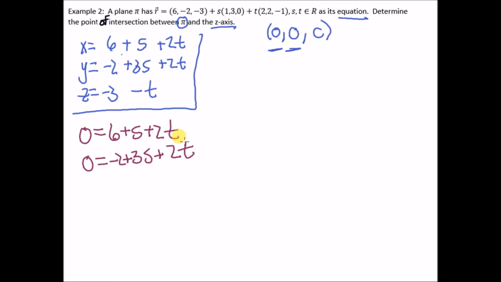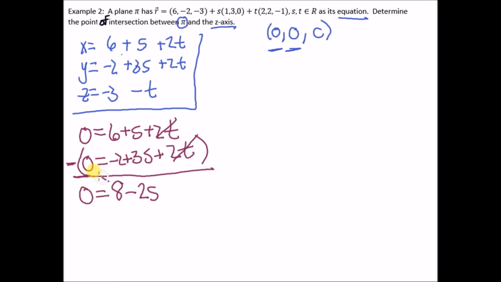Okay, so now we have 2 equations, 2 unknowns, which brings us back to grade 10. What we want to do is either substitution or elimination. As a quick recall, we have 2t and 2t. That means I'm going to do equation 1 minus equation 2. 0 minus 0 equals 0. 6 minus negative 2 equals 8. s minus 3s, I get negative 2s. And then those ones, of course, cancel.